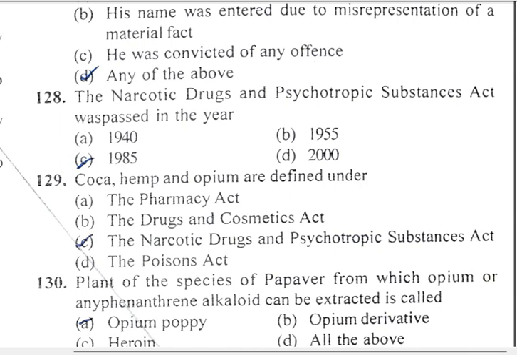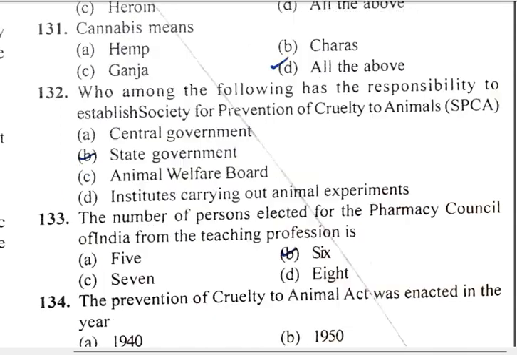Plant of the species of papaver from which opium or any phenanthrene alkaloid can be extracted is called opium poppy. Cannabis means all of the above, that is, cannabis means charas, hemp, ganja, anything. Who among the following has the responsibility to establish Society for the Prevention of Cruelty to Animals? That is, state government. The number of persons elected for the Pharmacy Council of India from teaching profession is 6.